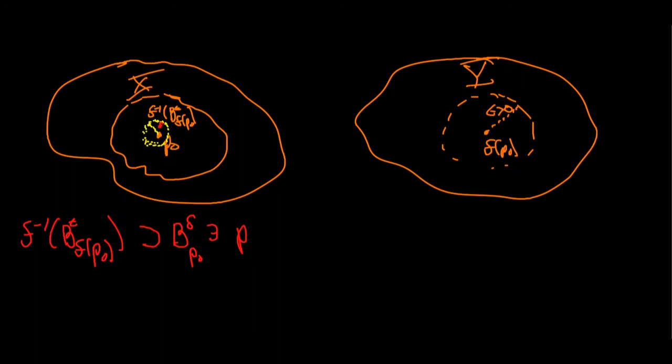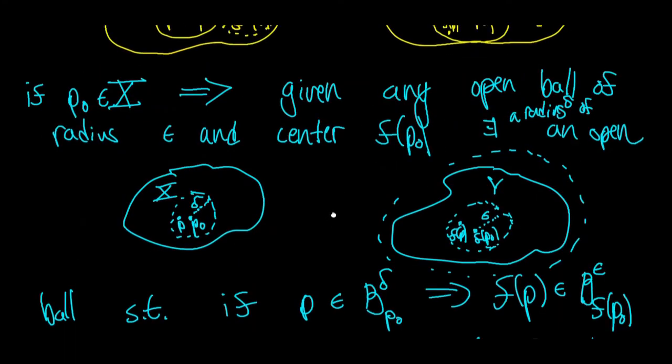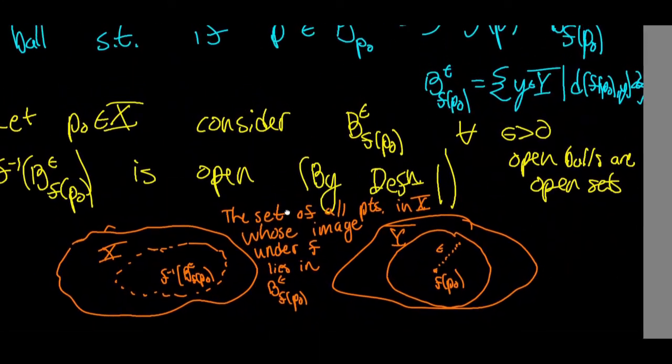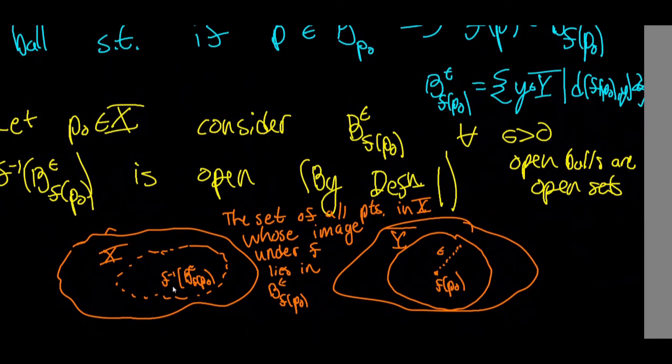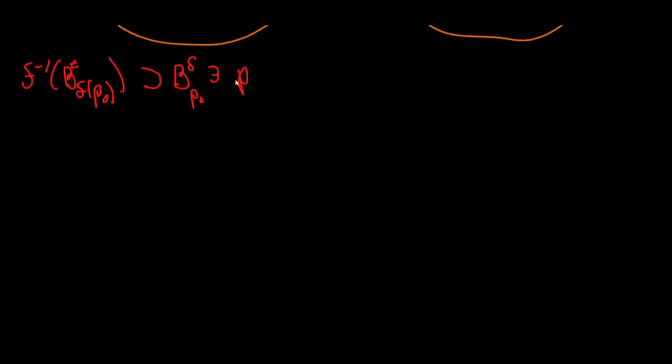Remember what we called this open set? The inverse image of the open ball centered at f of P naught and radius epsilon is the set of all points in X whose image under f lies in the open ball centered at f of P naught and radius epsilon. So what can we say? If P is in this open ball centered at P naught and radius delta, and this open ball is entirely contained in the inverse image of the open ball of f of P naught and radius epsilon, then that means that P is in this set.